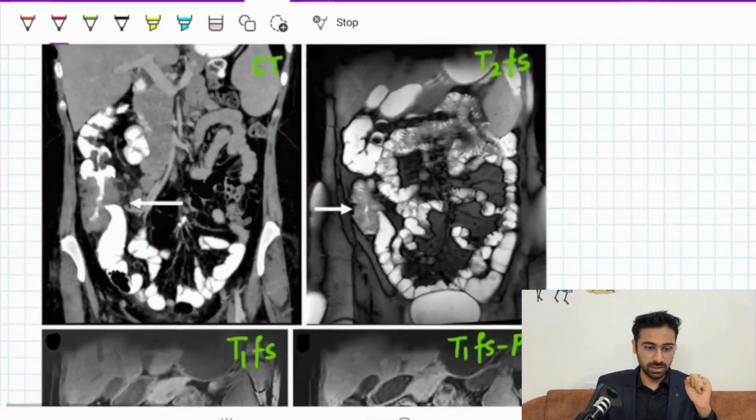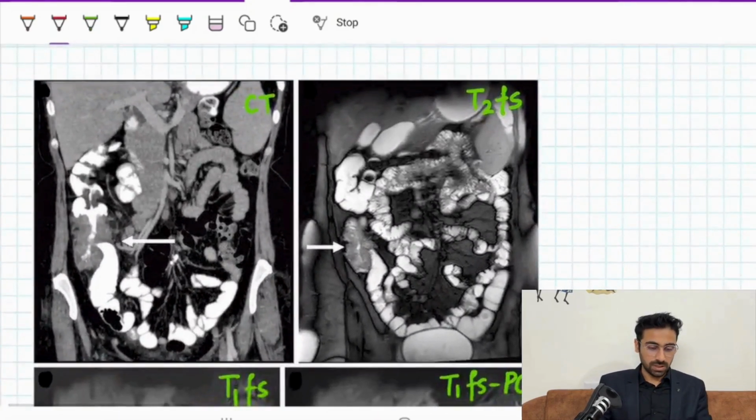Here you can see the first image is a CT. This is a typical classical example of bowel TB where the cecum shows symmetric wall thickening. Here there is surrounding fat stranding, and the things that I have circled are enlarged lymph nodes.